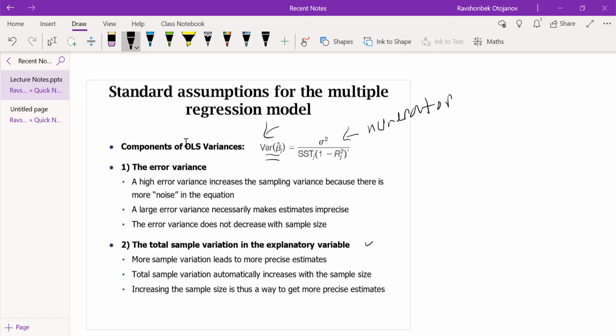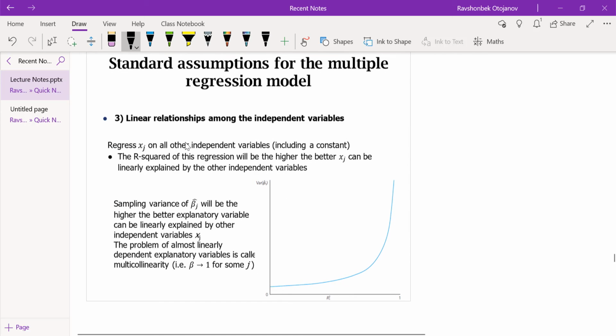Next, we have total sample variation. This total sum of squares is the sample variation. Now, if this is large, the whole ratio will be small. So we would like to get as much variation in our sample as possible, such that the estimated variance of beta 1 is lower. Similarly, we would like to have a small 1 minus r_j squared.